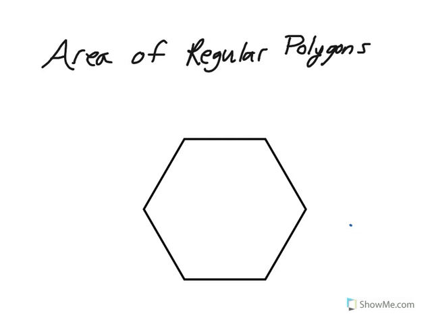Today we're going to talk about the area of regular polygons. Before we get into the area, we have to identify some special segments and parts of a regular polygon. The first is the red dot. That's called the center of the regular polygon. It's equidistant from the vertices and equidistant from each edge.